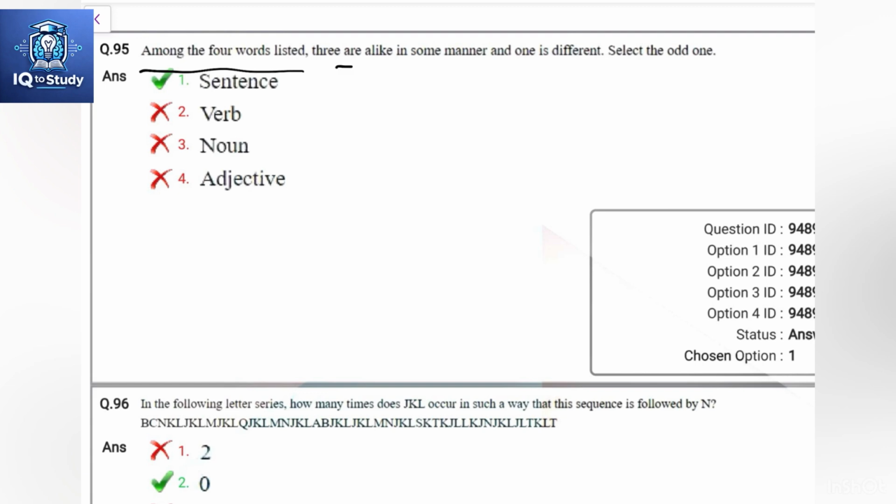Among the 4 words listed, 3 are alike in some manner and 1 is different. Select the odd one. The odd one is sentence, because a sentence is made by using noun, verb and adjective, and verb is a single word and noun is a single word, and adjective describes or modifies nouns or pronouns. So sentence is correct, which can be made by using noun, verb and adjective.